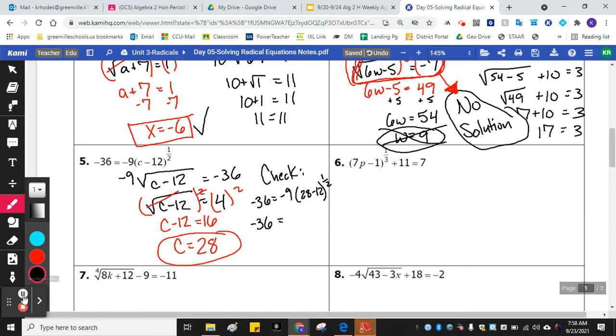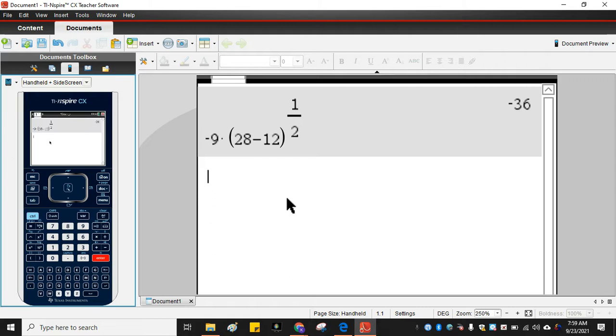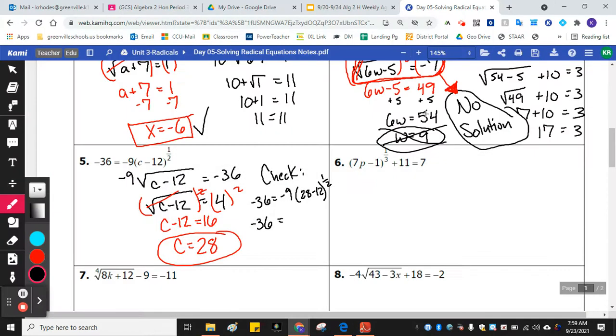So -9. So I plug all of this into the calculator, the whole right side. -9, 28 minus 12 to the 1/2. That equals -36, which is what it was supposed to equal. So you know your answer is right.